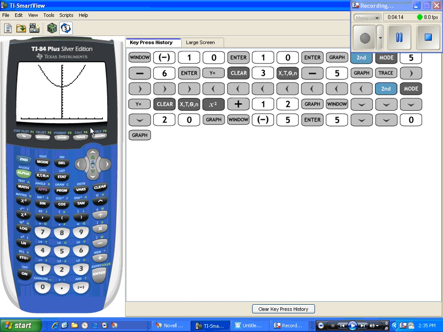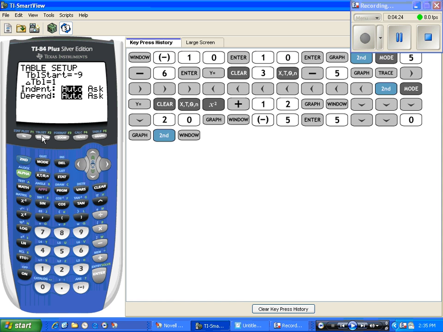Lost my spot here. Okay, so next we're going to use the table feature. So we're still going to leave that x squared plus 12 in our y equal function, and then we're going to press second window to get to table setup. And again, your settings might be different than mine.